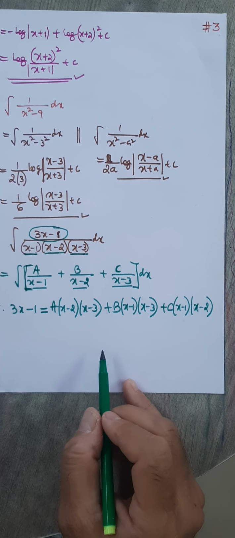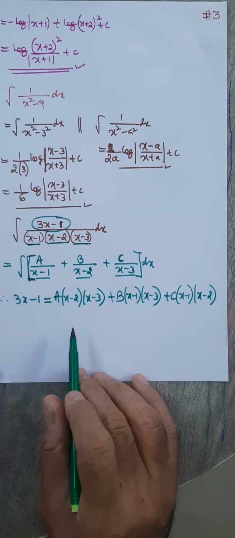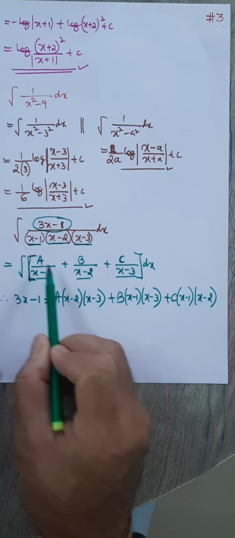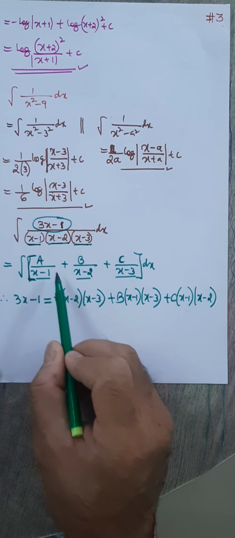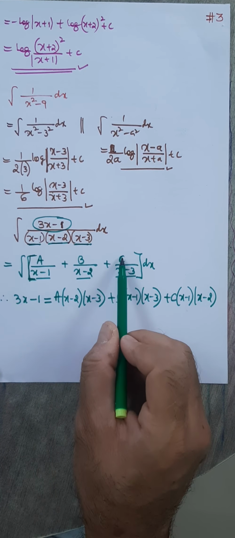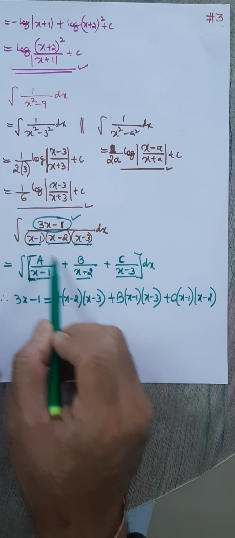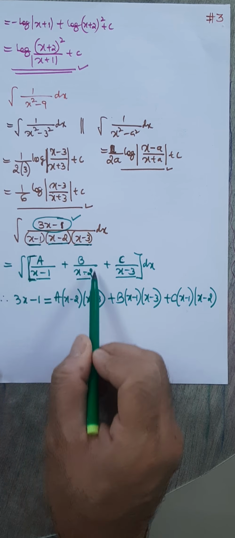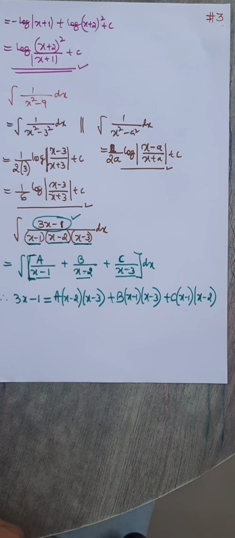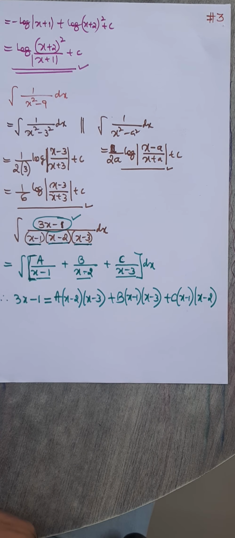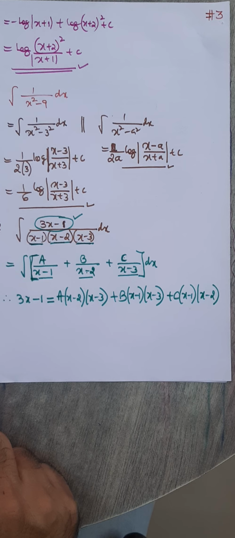What I did, I have just compared the numerators. Cross multiplication: A into the product of these two, B into the product of these two, C into the product of these two. Numerator is this. After taking LCM, you know that both the denominators will be equal. Just I have compared numerators, remember. Okay, now we select the values of x.